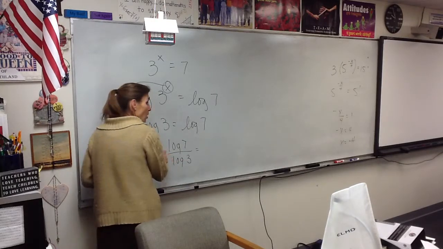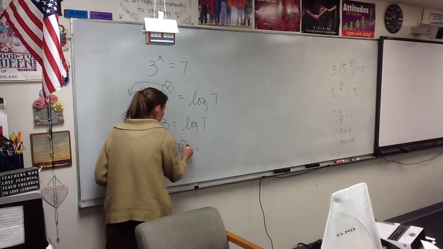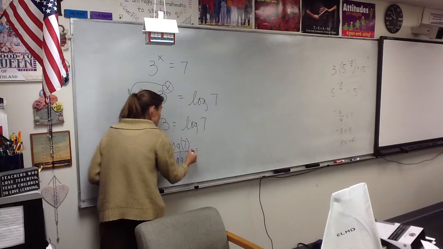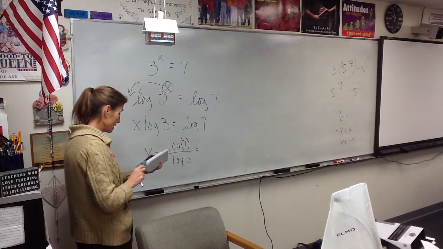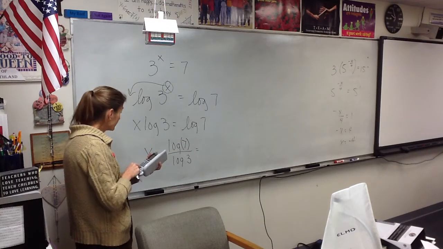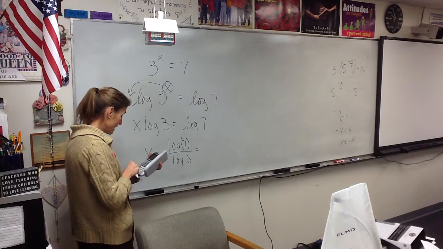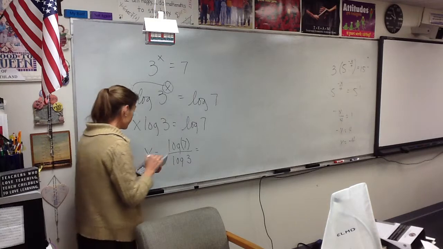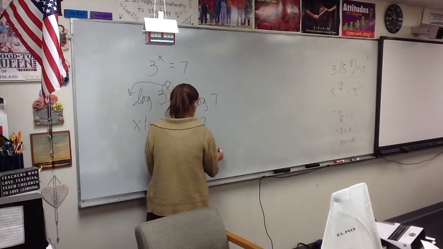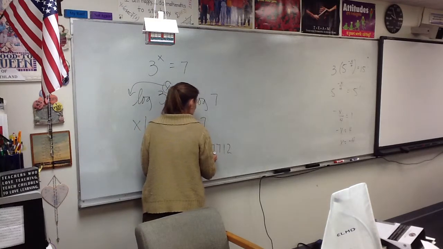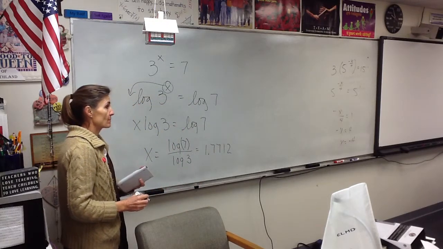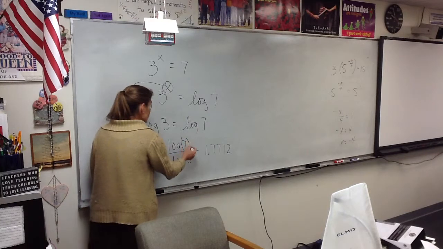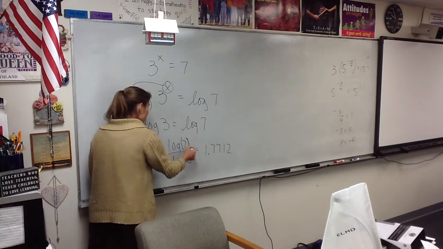when I type in log 7, it's going to put a parentheses here. Make sure you close that parentheses before you hit divided by. So log 7 divided by log 3. I got 1.7712. What about you? Yep. Make sure you're closing this parentheses. That's where the big issue comes.